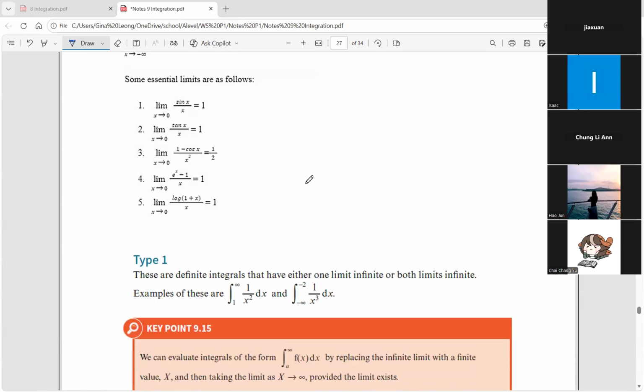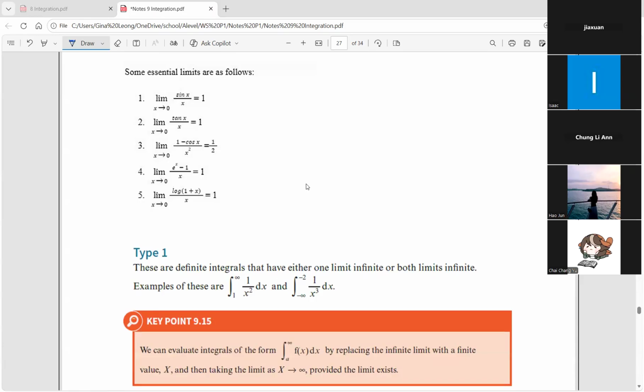Another one is this one. These two are also quite popular. So when you have x approach to 0, e power x over x, you will get 1. When you have the log or ln, it's the same case. You will get 1.